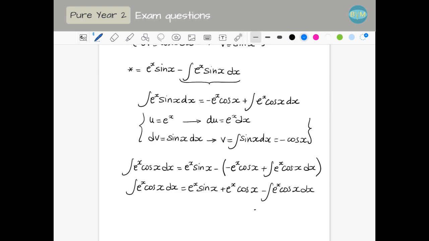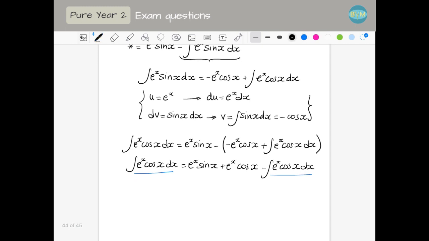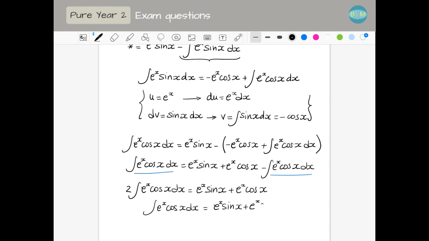If you notice, this integral and this integral are the same and are the one that we are trying to find out. So what we are going to do is rearrange this equation. This one together with this one, I have two integrals of e to the power of x cos x dx is going to be equal to e to the power of x sine x plus e to the power of x cos x, which means the integral that I'm looking for is the expression I have on the right divided by 2. So e to the power of x sine x plus e to the power of x cos x divided by 2.